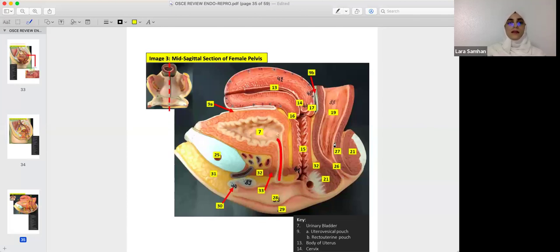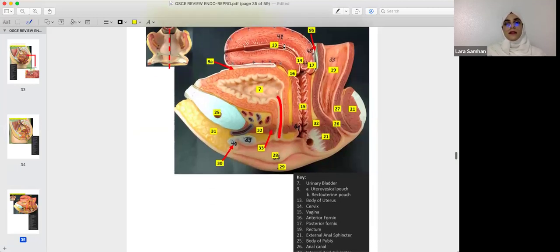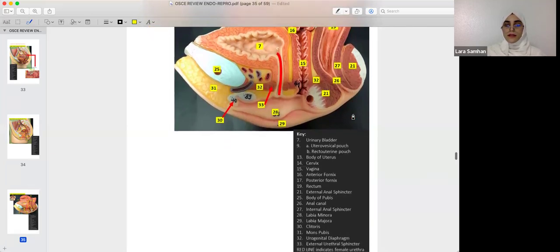So the exact same thing is repeated. This is the pubic symphysis, this is the urinary bladder, this is the uterus, this is the cervix, this is the vagina, and the anterior and posterior fornix of the cervix, right? This is, as we said, the rectum, and this is the anus. These two things are the anal sphincter. Okay. So what else to mention in this image?